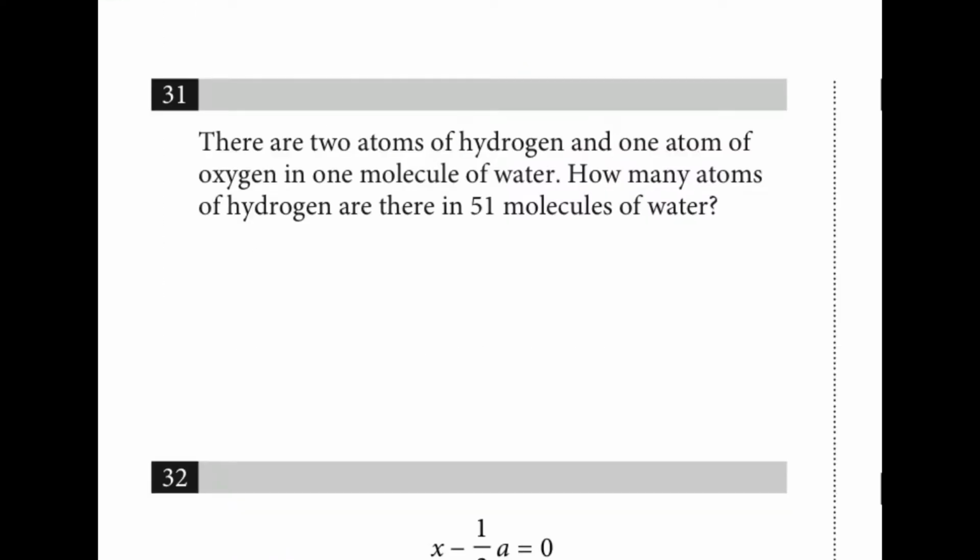So there are 2 atoms of hydrogen, 1 atom of oxygen, and 1 molecule. So multiply that by 51. How many atoms of hydrogen? 2 times 51 is equal to 102.